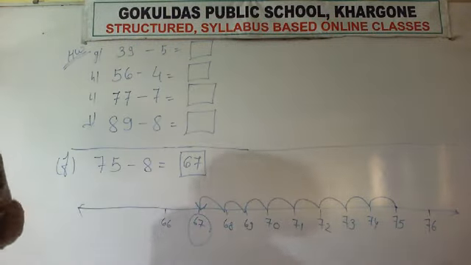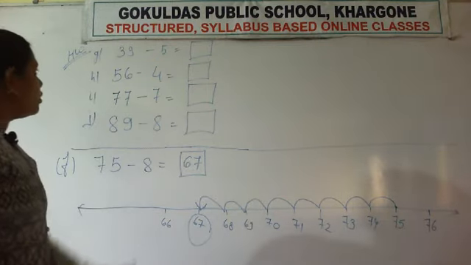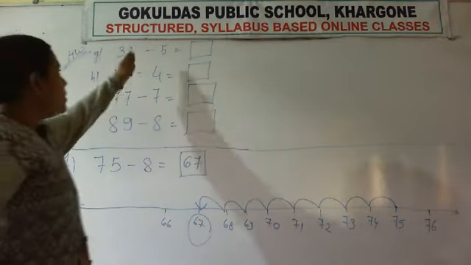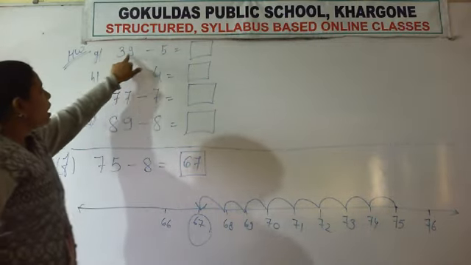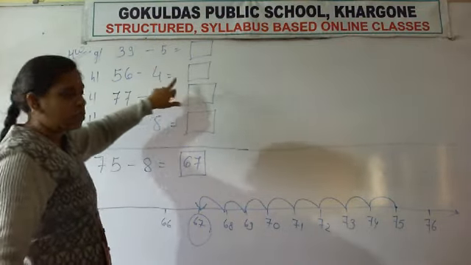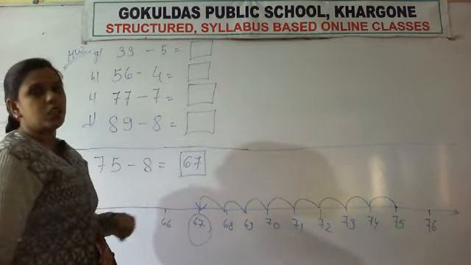So these are some homework questions that we have to do using the number line. In the same way that we have done the question just now, you have to do the homework questions also. You have to draw the number line and write the numbers on the number line, and then you have to move backward. How many steps depends on these numbers. So these are the homework questions I am reading for you: 39 minus 5 equals, 56 minus 4 equals, 77 minus 7 equals, and last, 89 minus 8 equals.